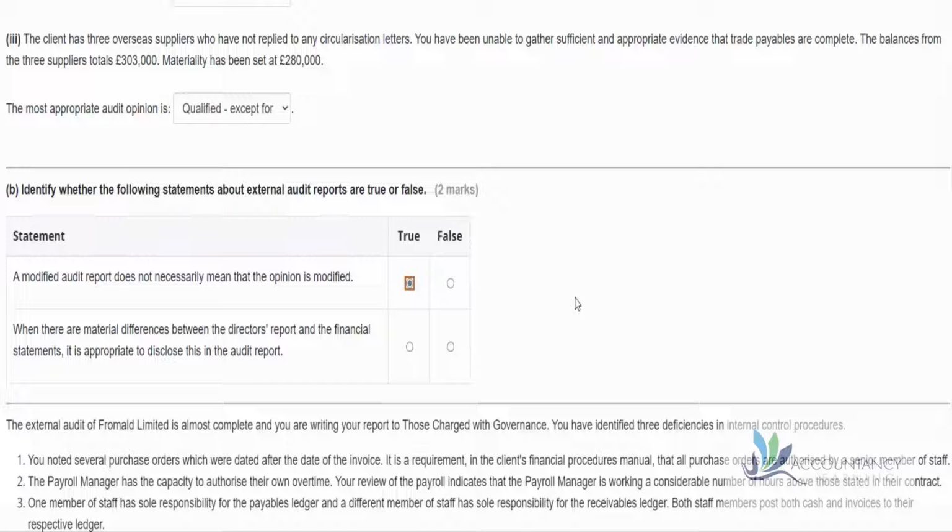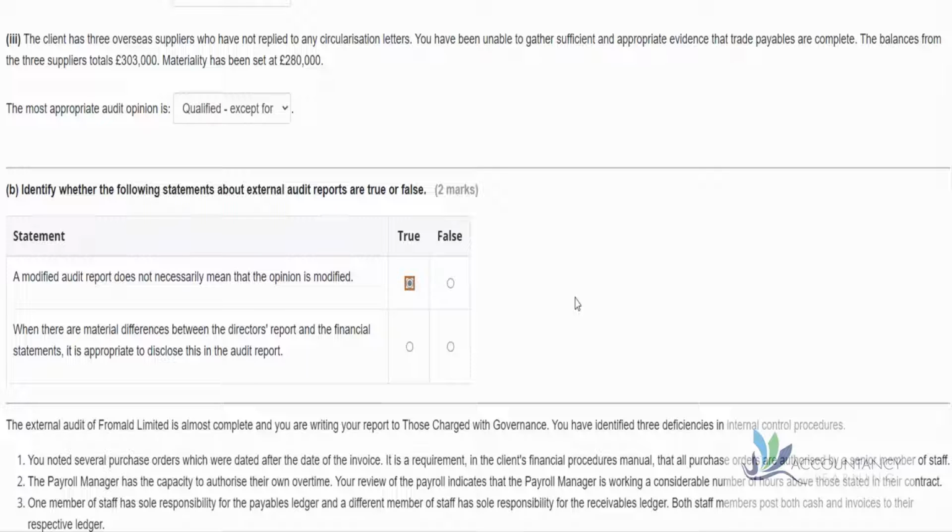And then when there are material differences between the director's report and the financial statements, it is appropriate to disclose this in the audit report. So we don't audit the director's report. Yeah, that is a separate document. But because shareholders generally read the director's report, if there's any inconsistency between the director's report and the financial statements, then that could cause problems, couldn't it? So the auditor's duty is they need to read the director's report to verify that there is no inconsistency.